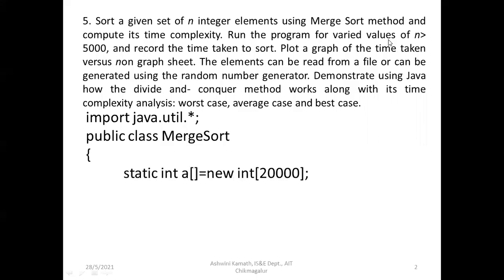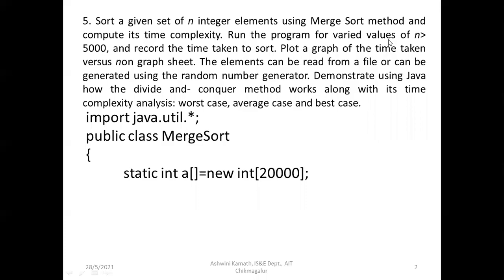Then static int a is equal to new int of 20,000 I'm taking. It's a dynamic memory allocation we are doing here. 20,000 memory locations we are allocating. I'm using the word static because I don't want to create any object for the class. Without creating the object for the class, if you want to use the methods or variables inside the class, then we can declare it as static.